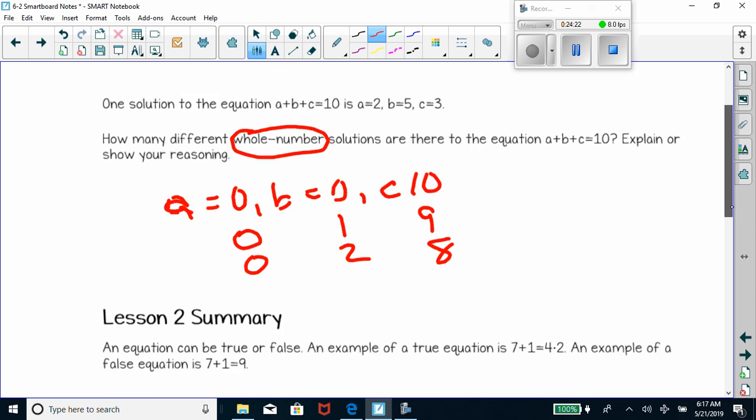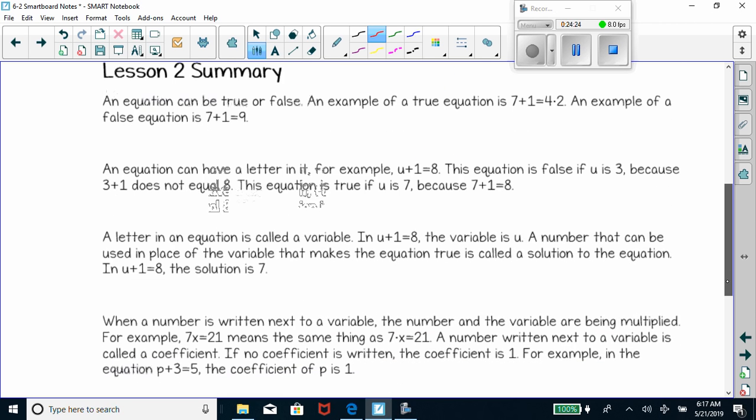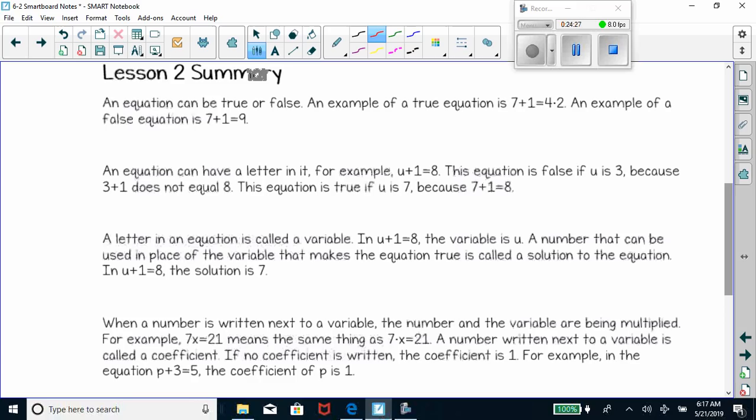All right, and then we come to the summary. So an equation can be true or false. An example of a true equation is 7 plus 1 equals 4 times 2. So for an equation to be true, the value on the left side of the equal sign has to be equal to the value on the right side of the equal sign. So an example of a false equation is 7 plus 1 equals 9. On the left side, the value is 8. On the right side, the value is 9, so it's false.